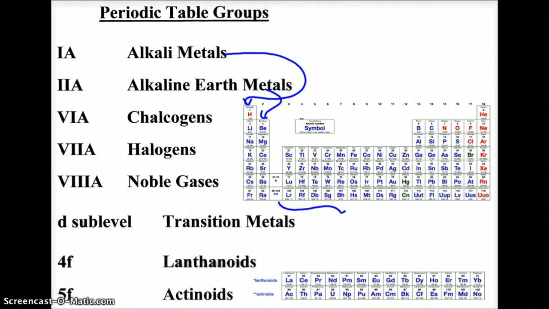Transition metals, this entire D block, is lumped together because, as we've talked about with our electron configurations, really only the S and P electrons are participating in chemical reactions. So all of those D elements behave pretty much the same way. Same as down here in the F block, the lanthanoids and the actinoids. Those are all lumped together because they all behave very, very similarly.